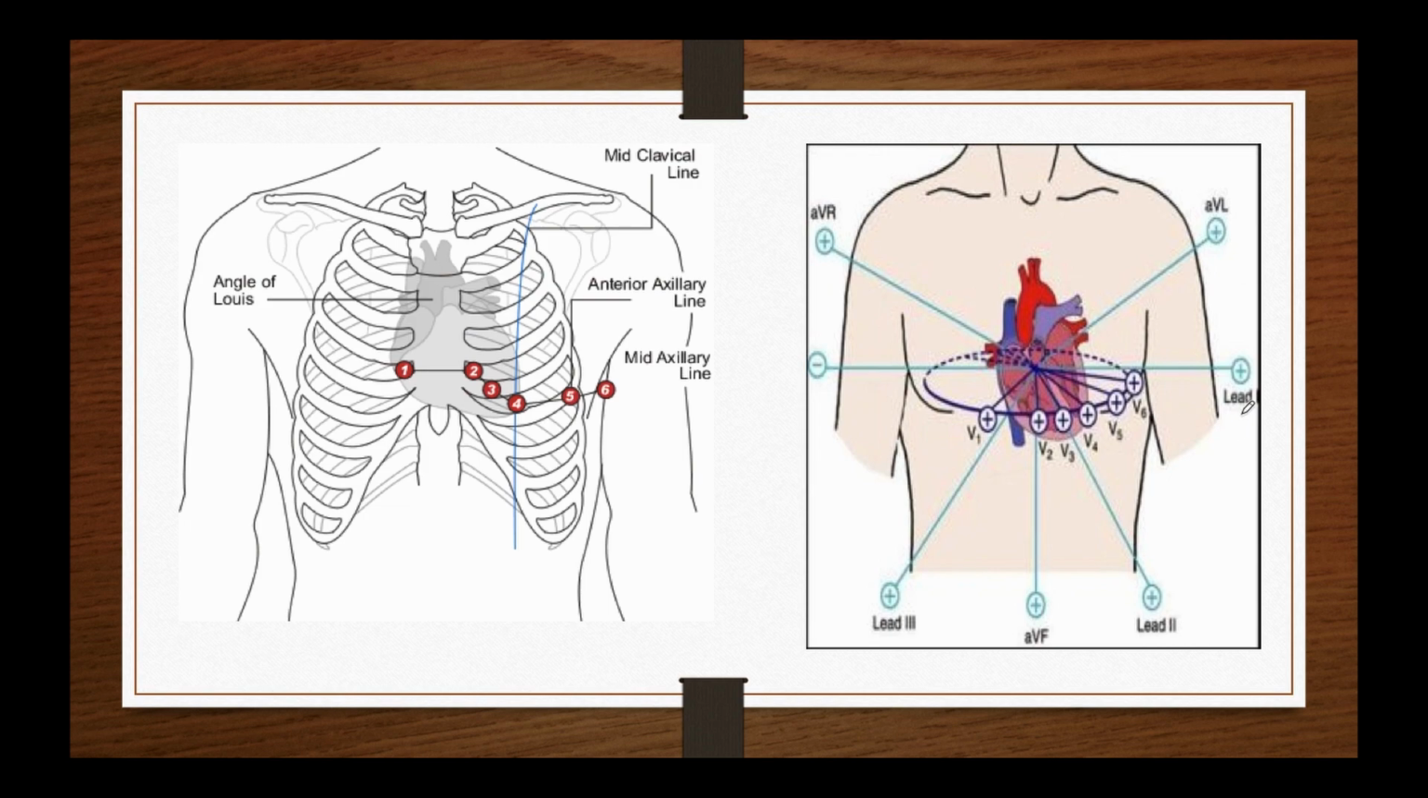Now, as you can see, we have standard lead 1, lead 2, lead 3, as well as the augmented leads AVR, AVL, and also AVF. And you can see the chest leads also line up over here. They give us information as to the electrical activity of the heart. And if there is any pathology, we are going to find it on the ECG.